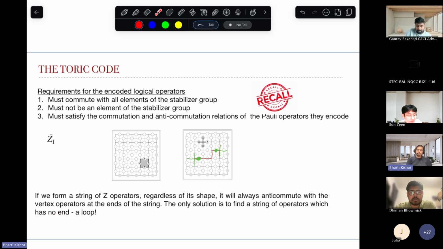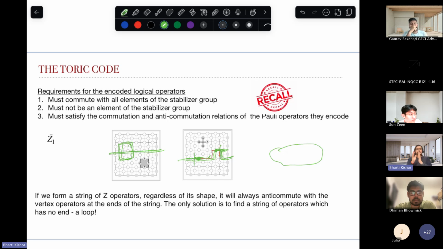And what kind of operators have no end? If, let's say, I form a loop. Let's say if I just go around and form a loop, this kind of operator. You can have directed loops also or whatever. But I can have two kinds of loop. I can have a trivial loop, or I can have a non-trivial loop.